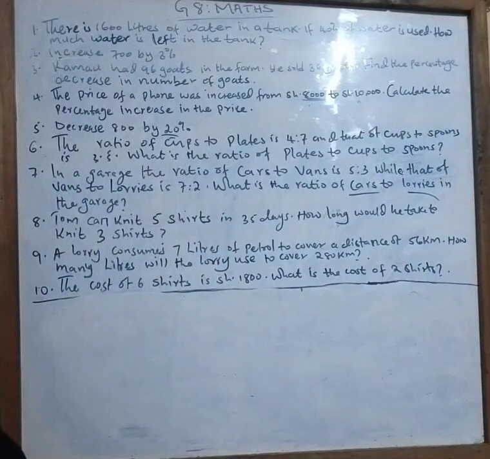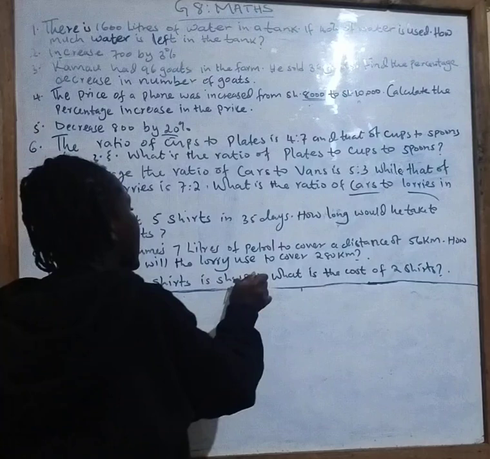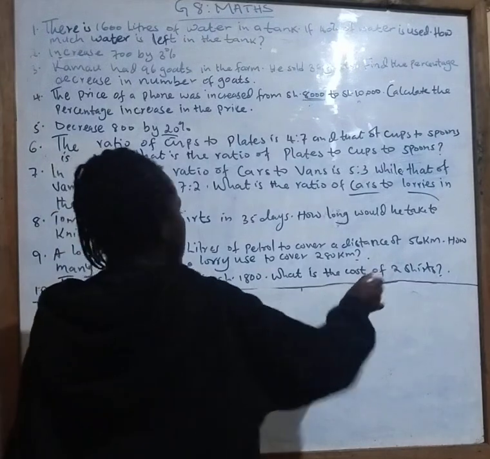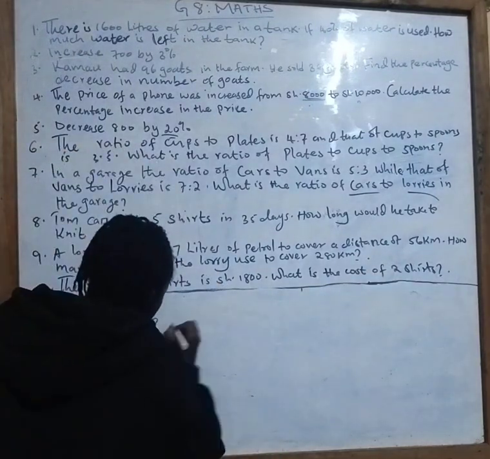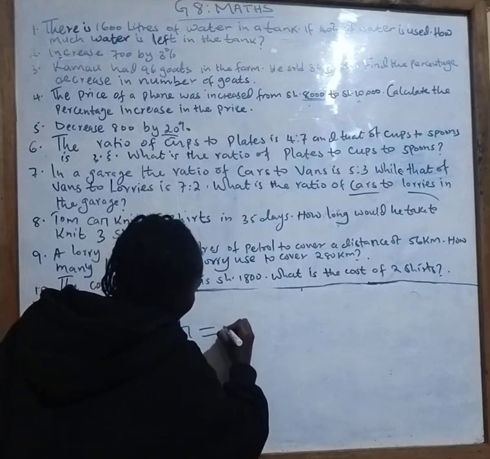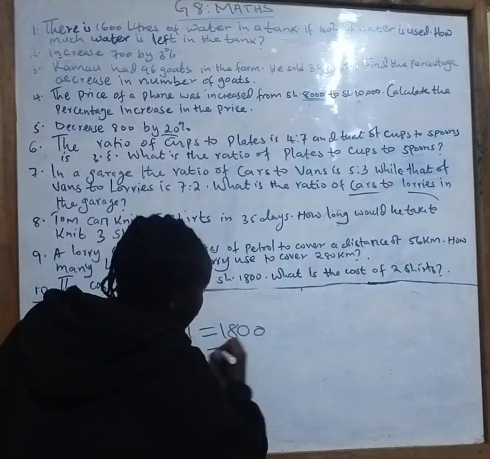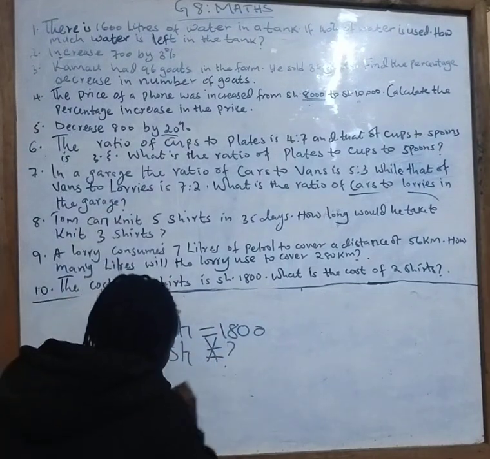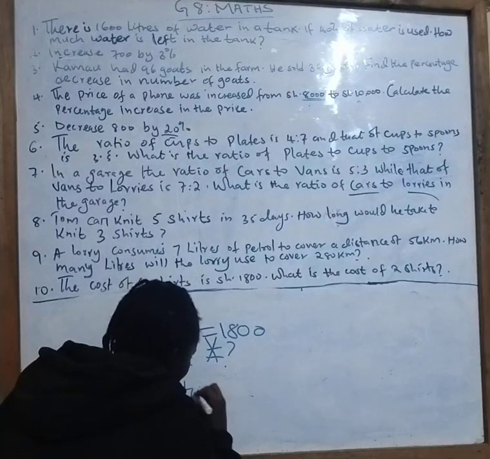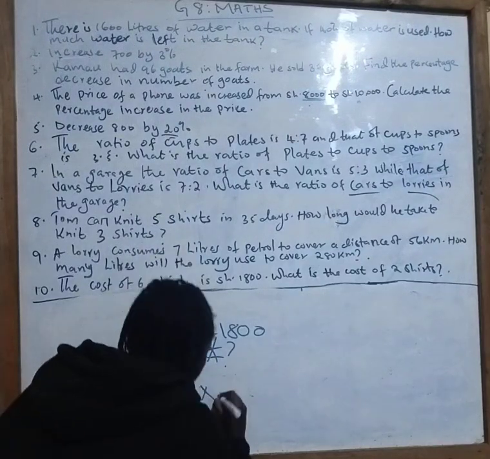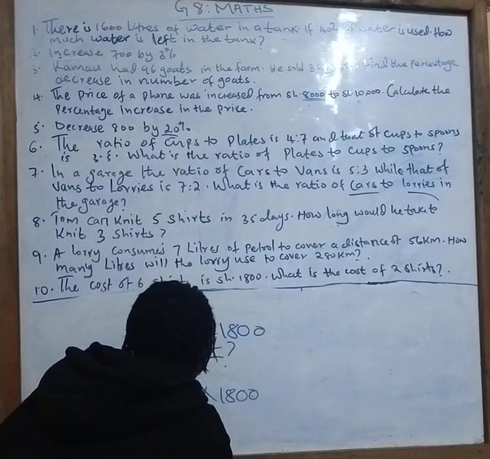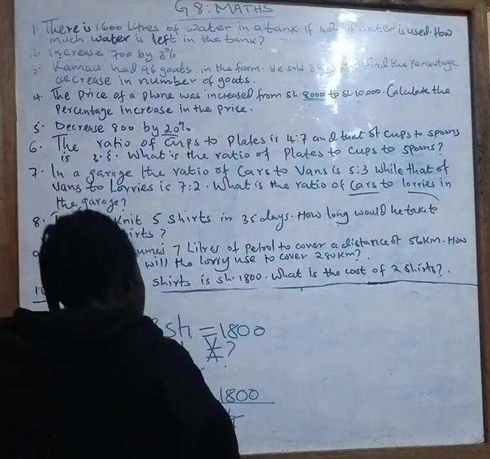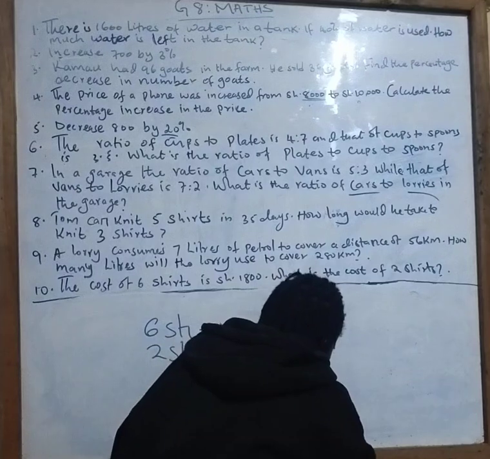The last question says the cost of 6 shirts is 1800. 6 shirts is equal to 1800 shillings. What is the cost of 2 shirts? Cross multiply. 2 shirts times 1800 shillings over 6 shirts. Shirts and shirts. Your answer is 600 shillings.